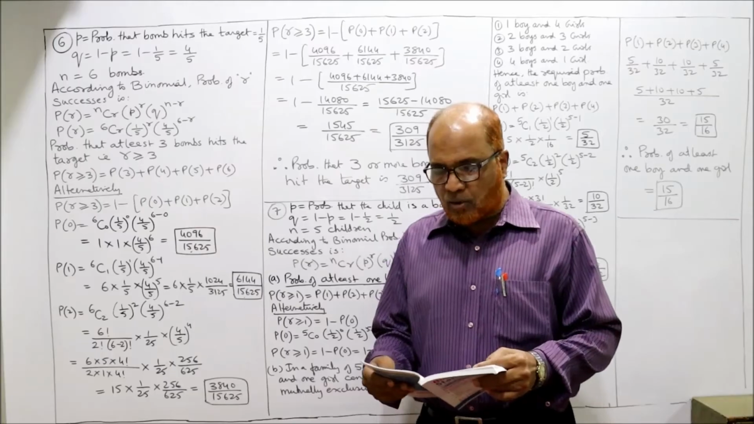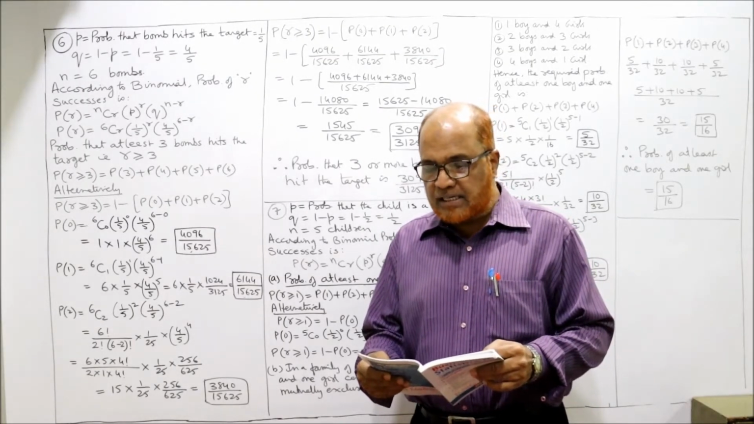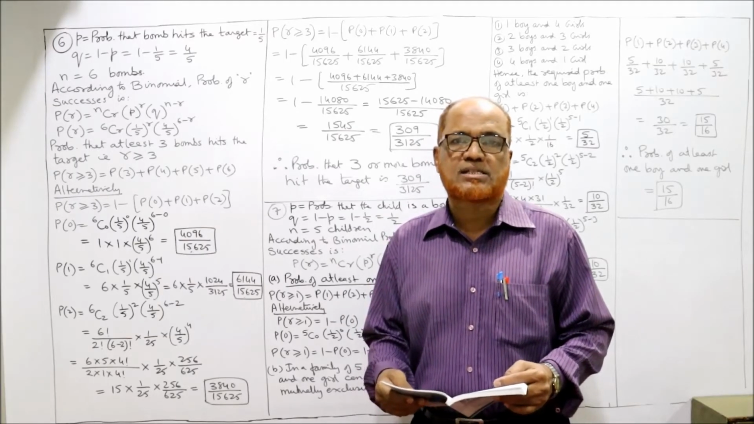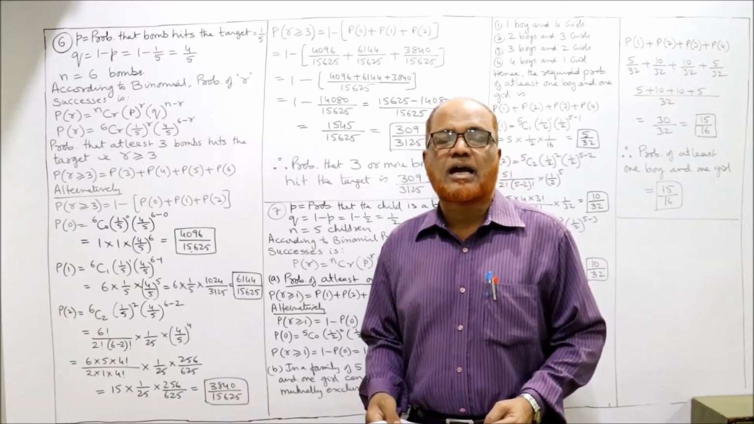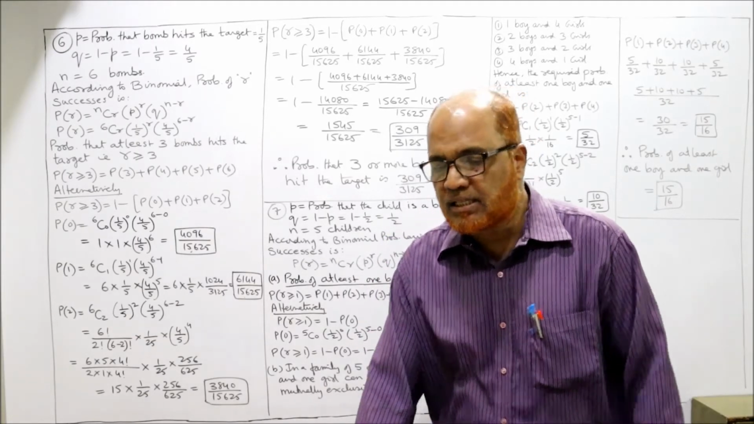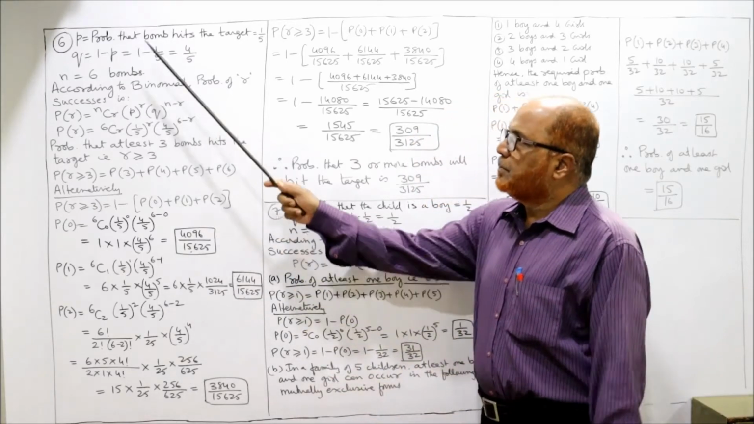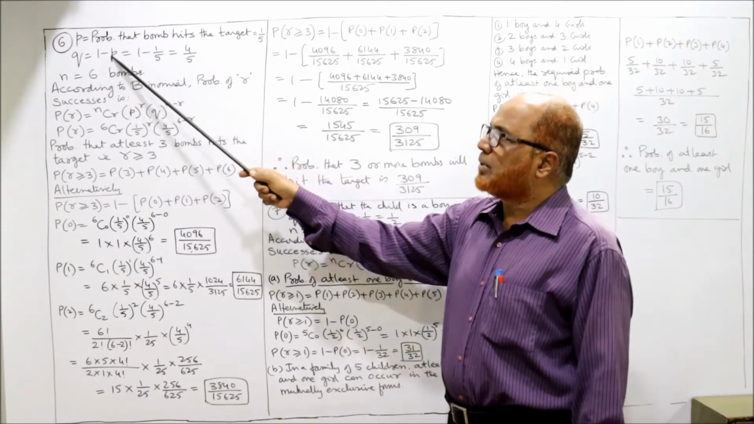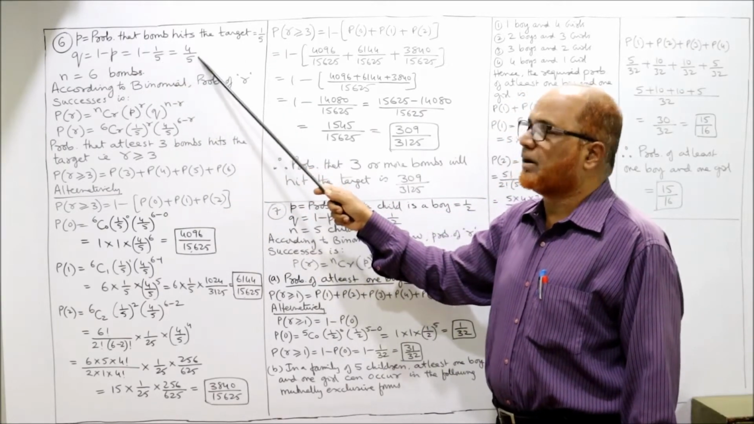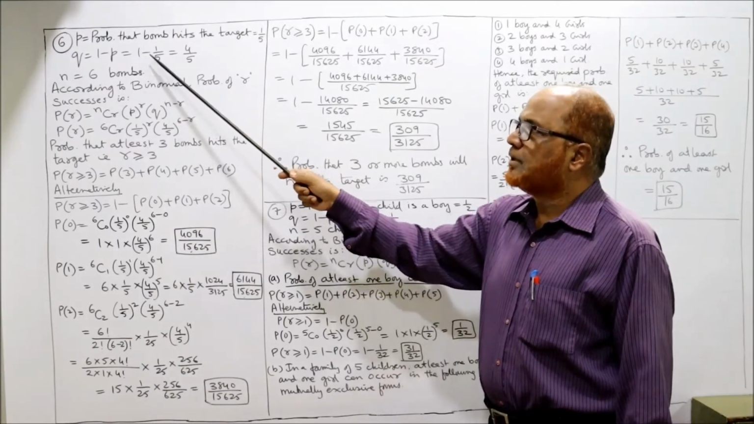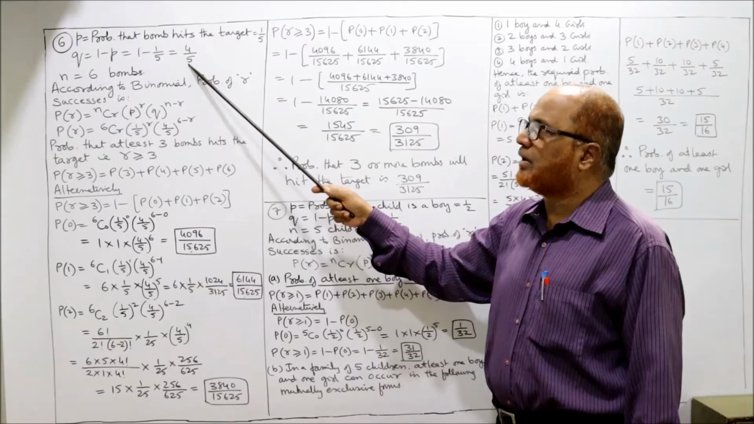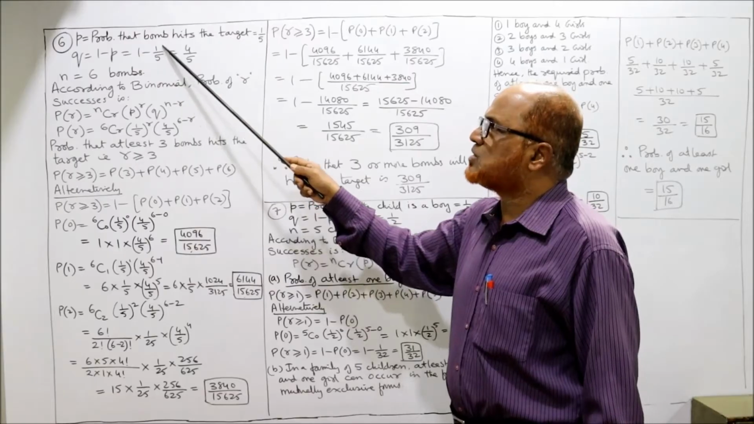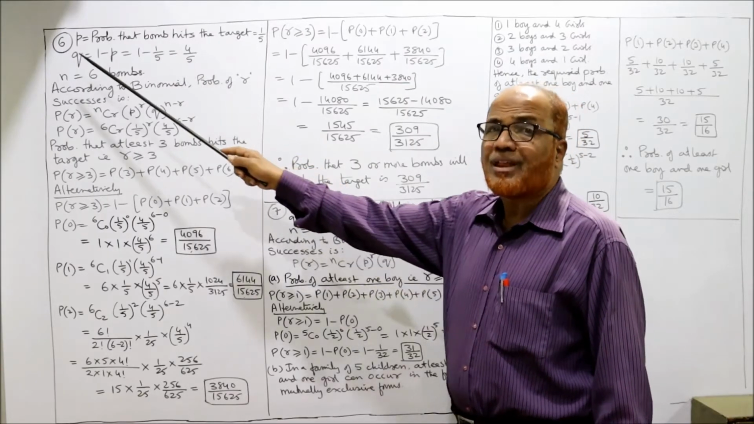Then find the probability that out of 6 bombs dropped, at least 3 bombs strike the target. The total number of bombs dropped is 6. We have to find the probability that at least 3 bombs will hit the target. P, the probability that the bomb hits the target, is 1 by 5, given in the problem. And Q is equal to 1 minus P, 1 minus 1 by 5. If you take the LCM, it will be 5, so 5 minus 1 is 4, 4 by 5. Or simply, if you are not perfect in mathematics, simply subtract 5 minus 1, 4. So 4 by 5 is the Q value.